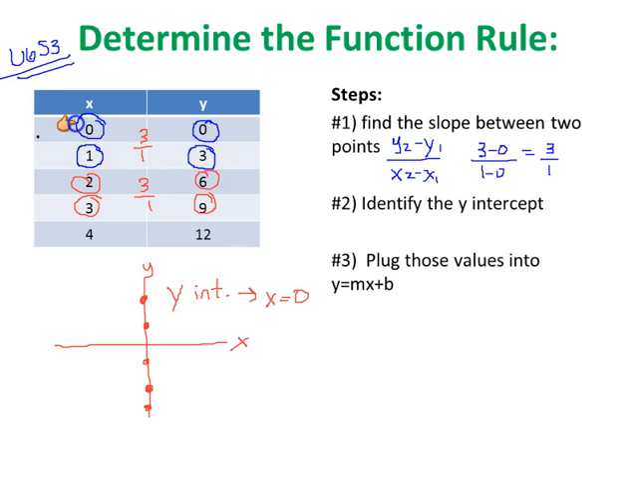So here, that's included in our table. When x equals 0, our y value happened to be 0 as well. So our y-intercept here is going to equal 0.